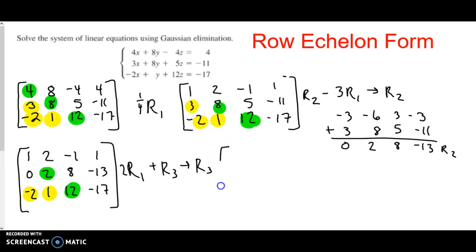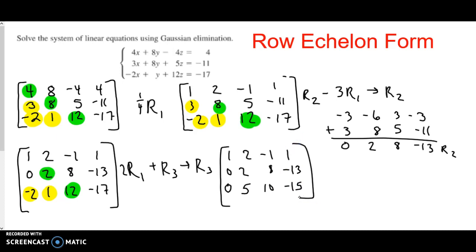If I do that, my value for row 1 should be the same: 1, 2, negative 1, and 1. And then row 2 should be 0, 2, 8, and negative 13. And then row 3 is the one that will change, which will be 0, 5, 10, and negative 15.